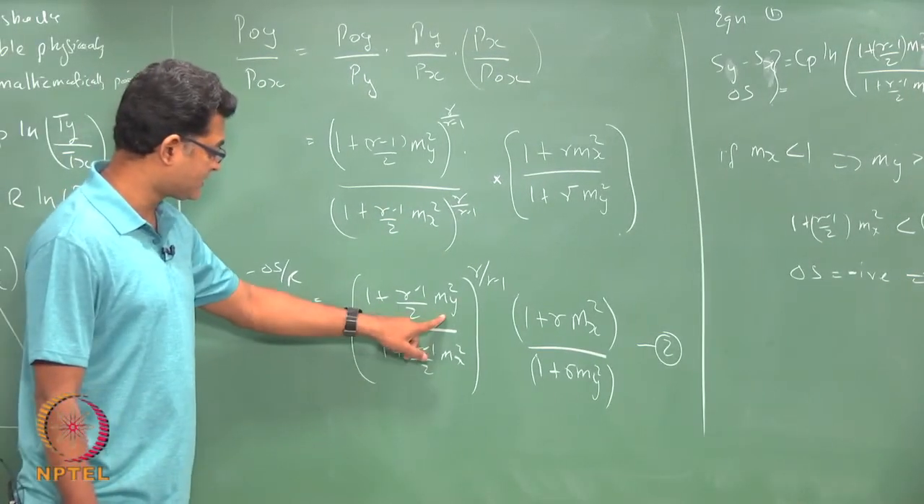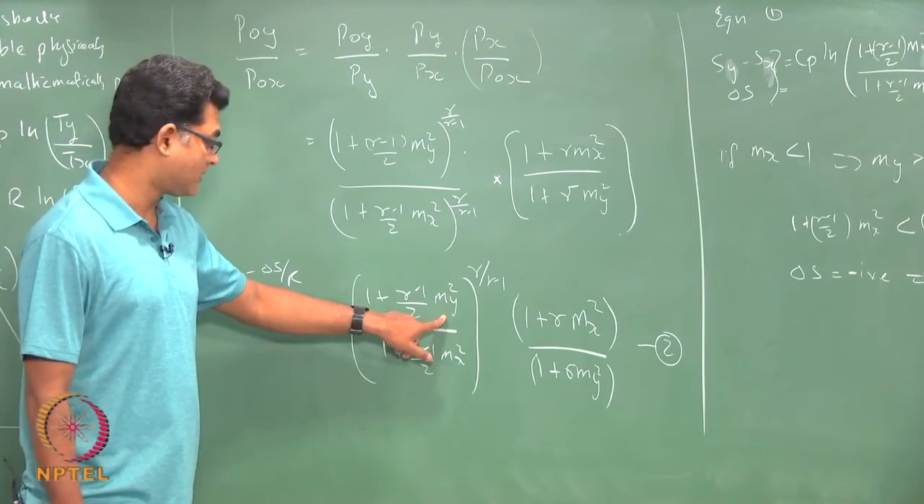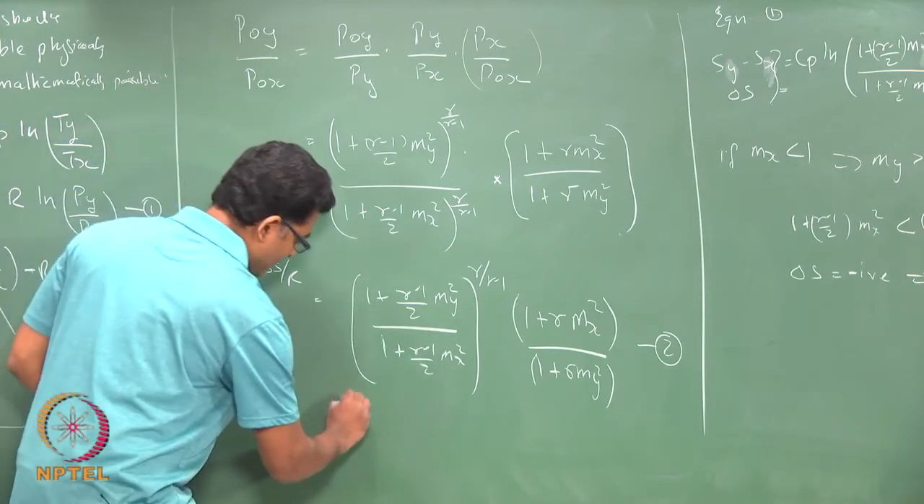So, if my Mx is larger, gamma is always greater than 1.